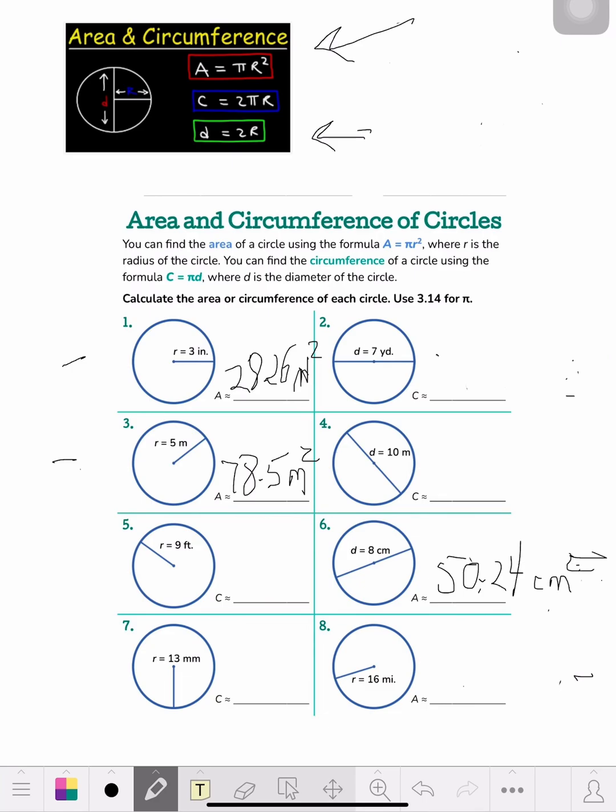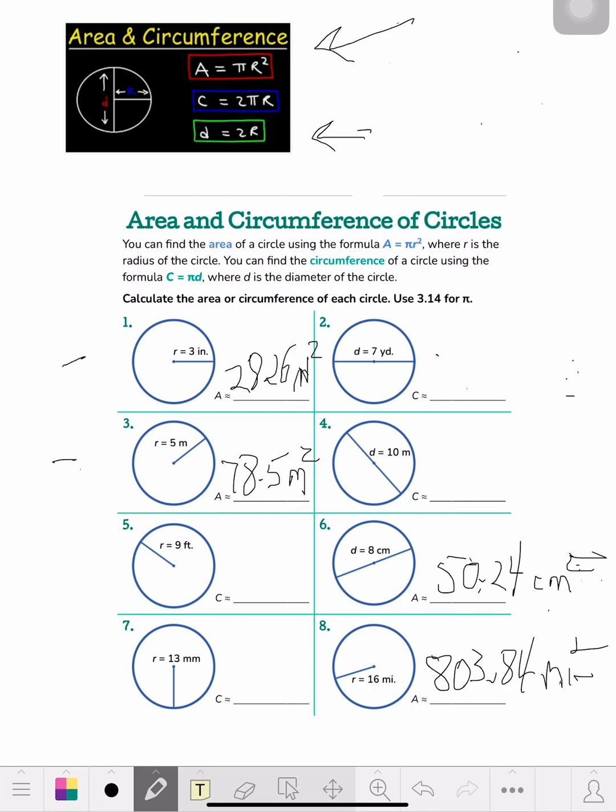That's it for that. Okay, let's go on to number 8. Now this is 16 miles. So let's see how big this is. It's 3.14 times 16 times 16. I get 803.84. And the units is miles square. Okay, that's it for that.